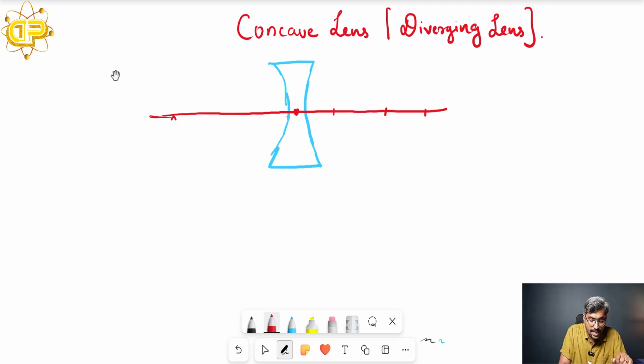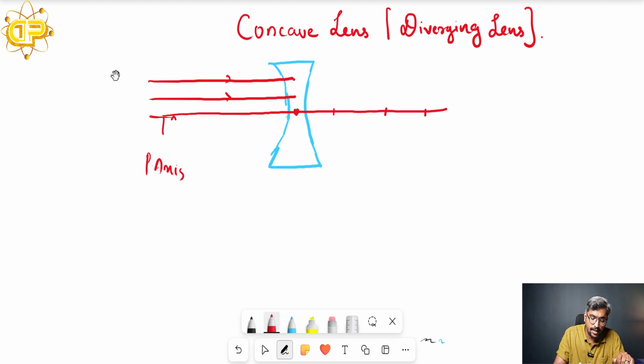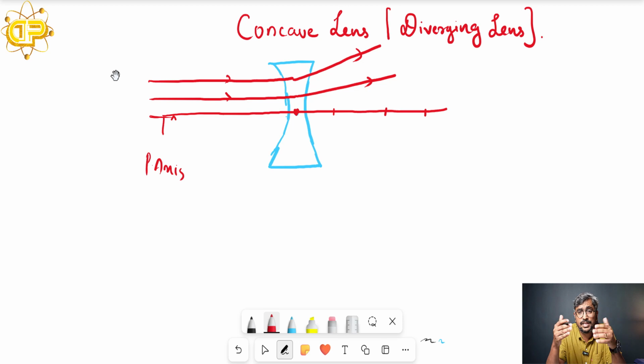So just listen. Imagine that two rays of light are moving like this, parallel to each other and parallel to the principal axis. Now, in this case, you can see they diverge after refraction. There is no way that they meet each other in real. But what will we do if we get such a scenario?